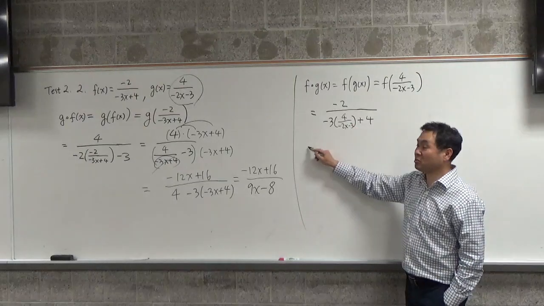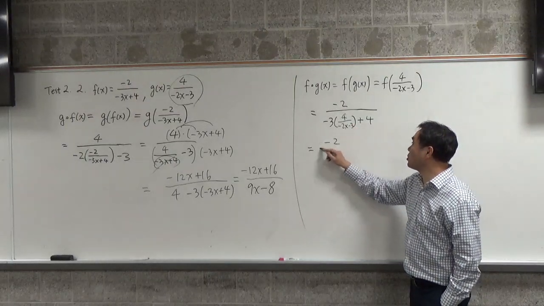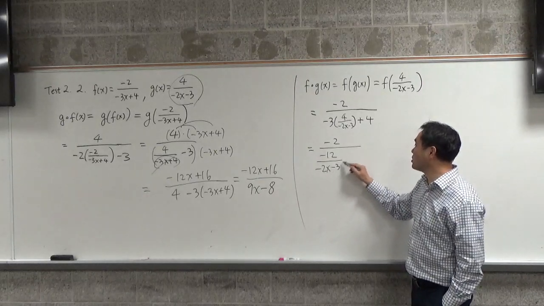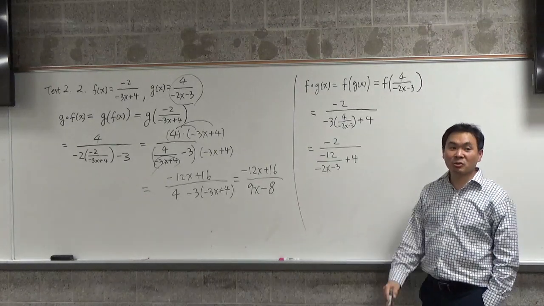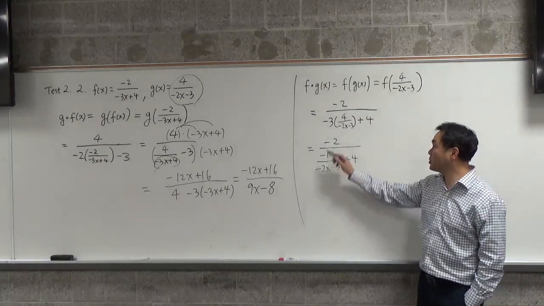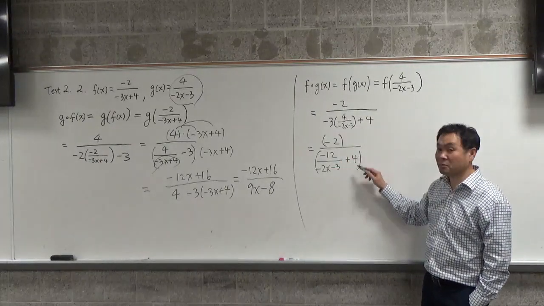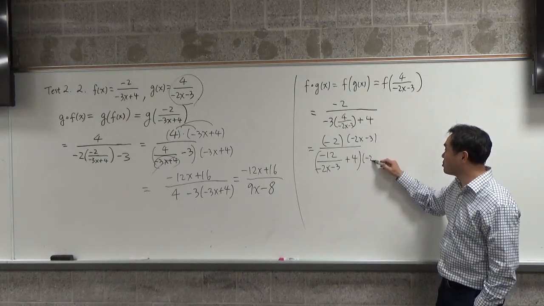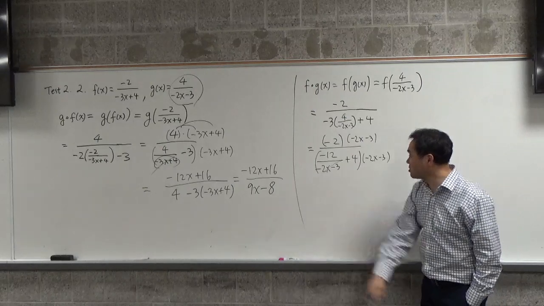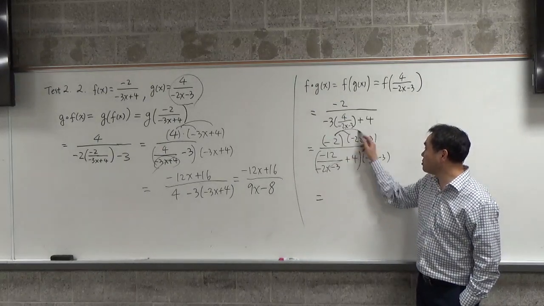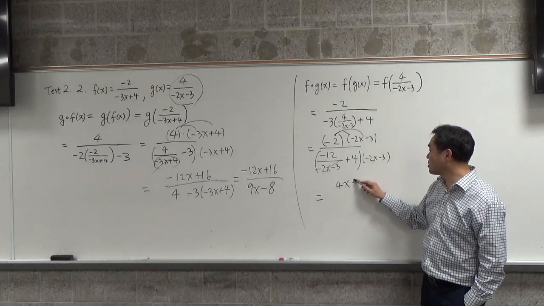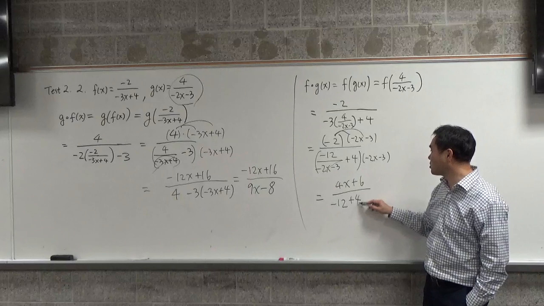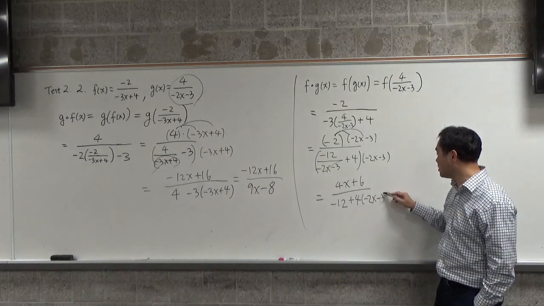A number only gets multiplied to the top, so you get negative 2 over negative 12 over negative 2x minus 3 plus 4. This time, what should I multiply to top and bottom? Negative 2x minus 3. That's the one you have to multiply to kill this guy. And that's going to be positive 4 plus 6 on top, and you get negative 12 plus 4 times negative 2x minus 3.